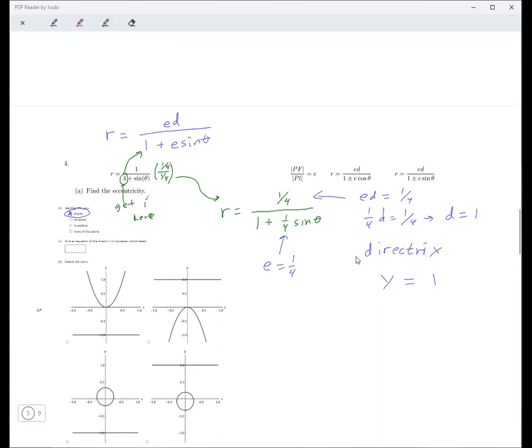So that would be like that or that one. But we could throw both of those out. We also know that it is not a parabola, it's an ellipse. So throw that out. It has to be this one here. And y equals 1 is the equation of the directrix.